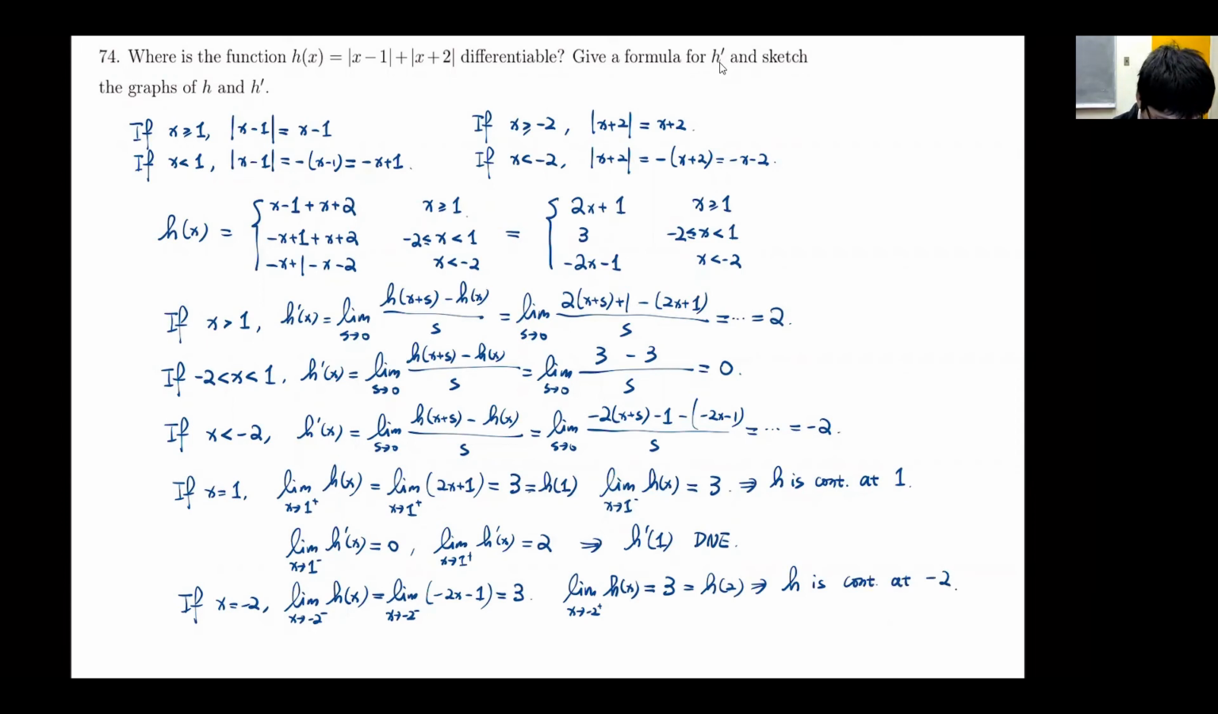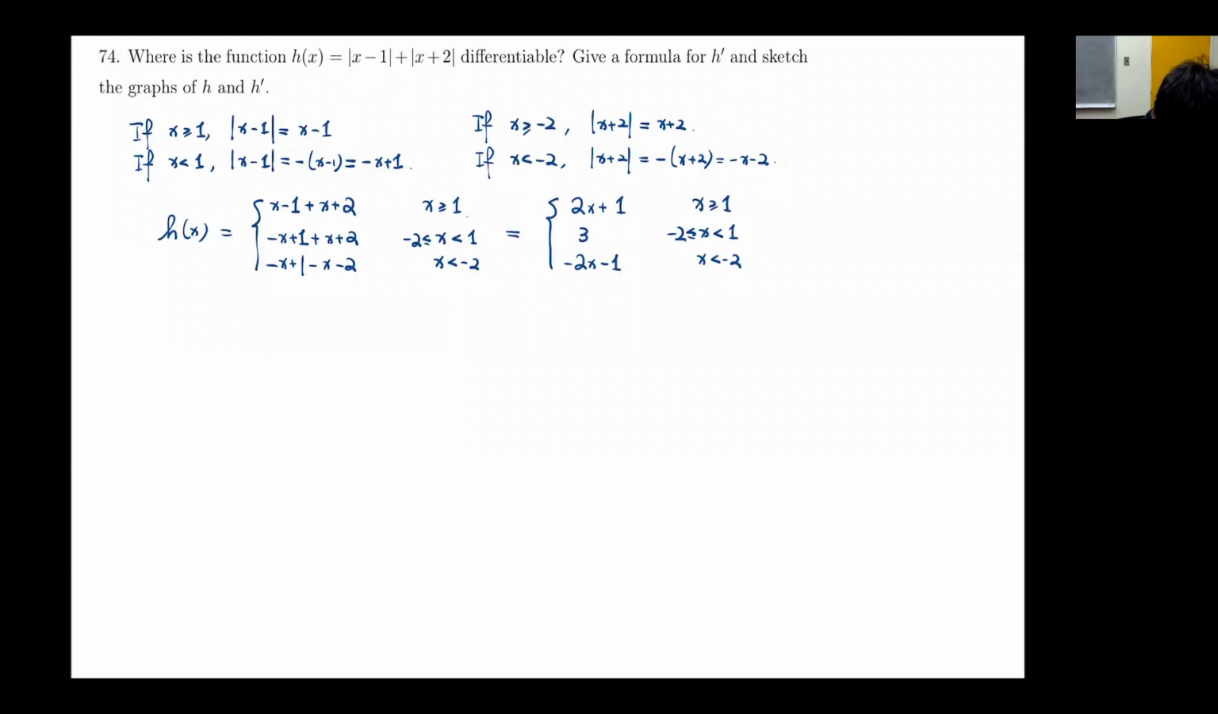All right, so now we just need to figure out if the left-hand limit of h prime of x and the right-hand limit of h prime of x are the same. As x approaches -2 from the left, h prime of x is constantly -2, so the limit will be -2. And for the right-hand limit at -2, h prime of x will have the limit 0, because again, it's a constant function, and these two are not equal. So as a result, h prime of -2 also does not exist.